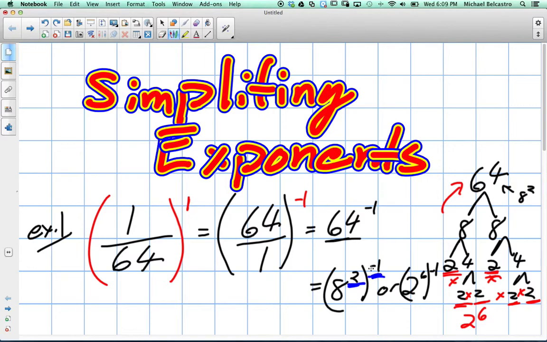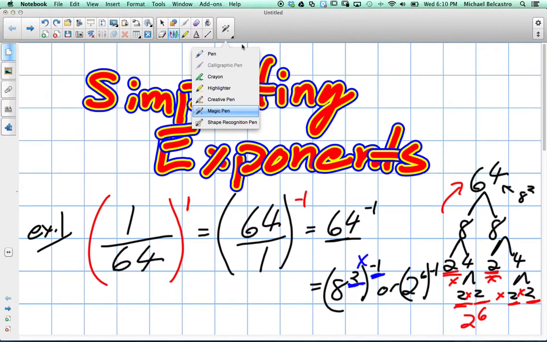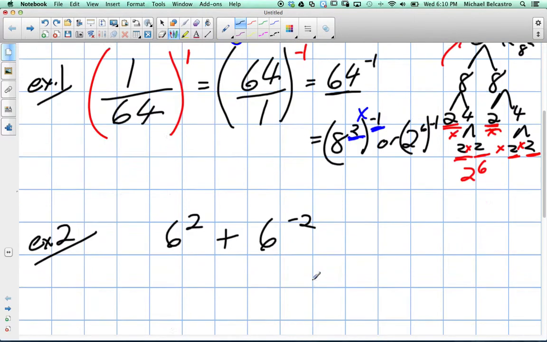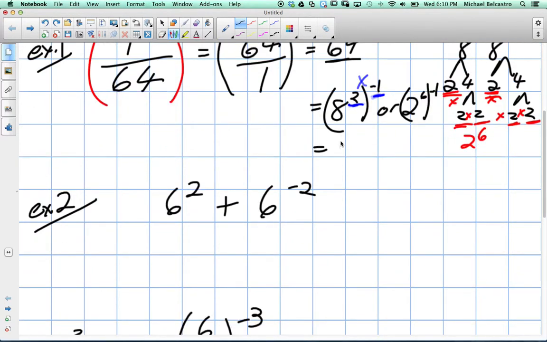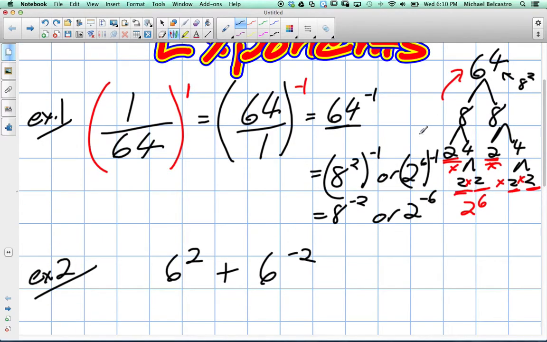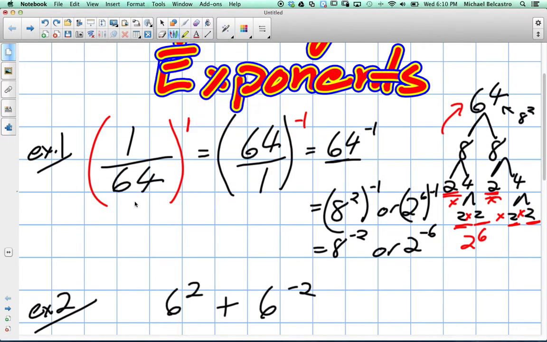This is called a power of power. You actually multiply these two together. So what would 2 times negative 1 be? Negative 2. That's right. So in other words, this could also be written as 8 to the power of negative 2, or 2 to the power of what? Negative 6. Negative 6. So we did all that work to essentially find that 1 over 64 is actually equal to 8 to the power of negative 2, or 2 to the power of negative 6. Okay, we can write it either way.